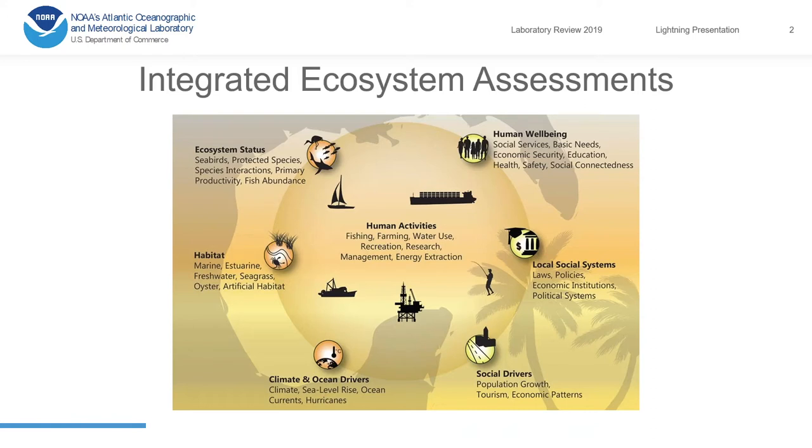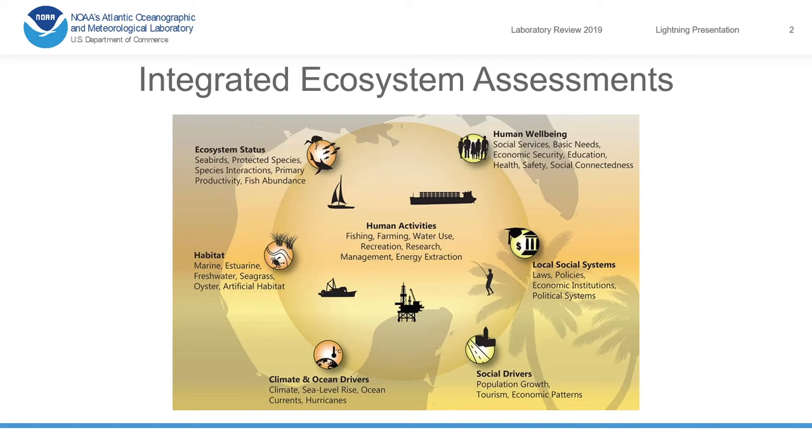So integrated ecosystem assessments, or IEAs, are a NOAA-wide initiative. It's an approach to ecosystem-based management that incorporates all components of the ecosystem, including humans, into the decision-making process. So this is a NOAA-wide initiative, but it's scalable and specific to specific regions. Our region is the Gulf of Mexico, and it's also interdisciplinary and interline office, which is definitely a strength of the program, with the leadership for OAR headed up at AOML.